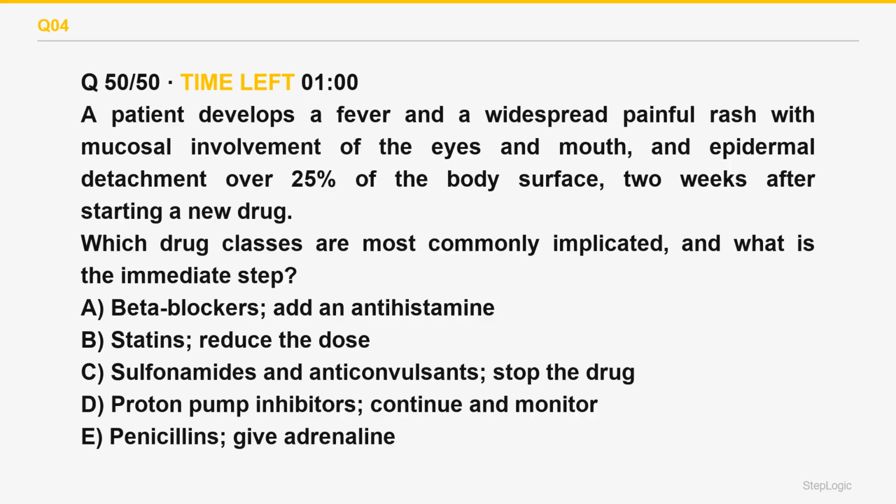Which drug classes are most commonly implicated, and what is the immediate step? A patient develops a fever and a widespread painful rash with mucosal involvement of the eyes and mouth, an epidermal detachment over 25% of the body's surface, 2 weeks after starting a new drug. Read the command, the implicated classes, and the immediate step. A severe cutaneous drug reaction has a short list of culprits and one non-negotiable action.